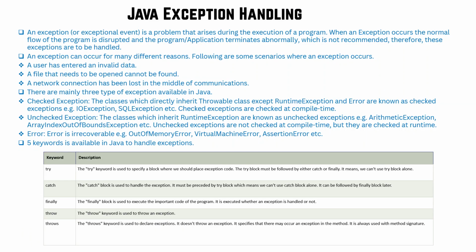So an exception, or exceptional event, is a problem which arises during the execution of a program. When an exception occurs, the normal flow of the program is disrupted and the program or application terminates abnormally, which is not recommended. Therefore, these exceptions are to be handled. Otherwise, what's the problem? In case you are not handling the exception, the remaining lines of code will not be executed. That's the main problem.